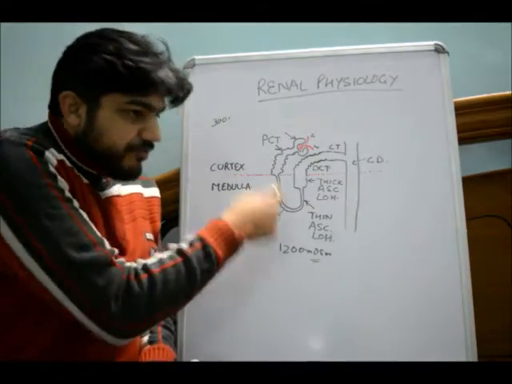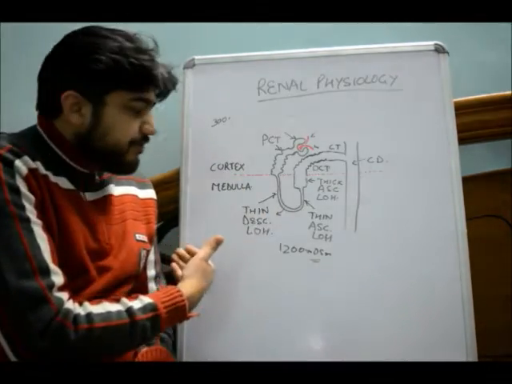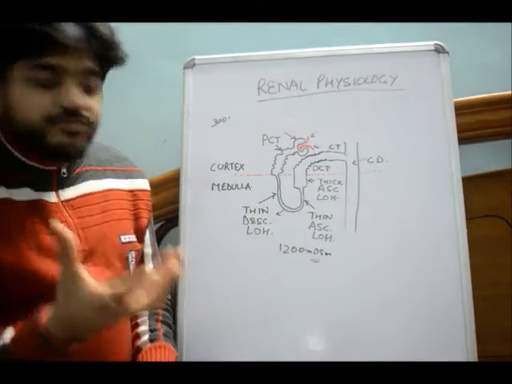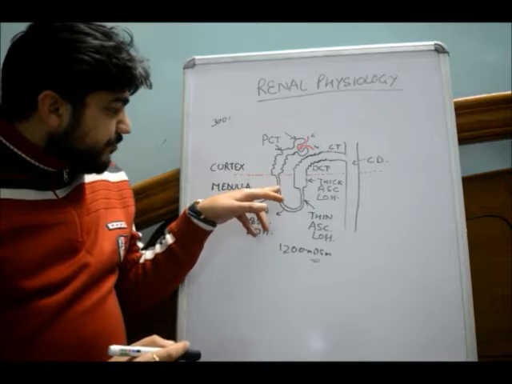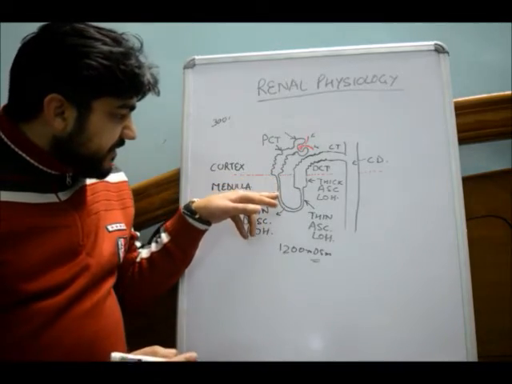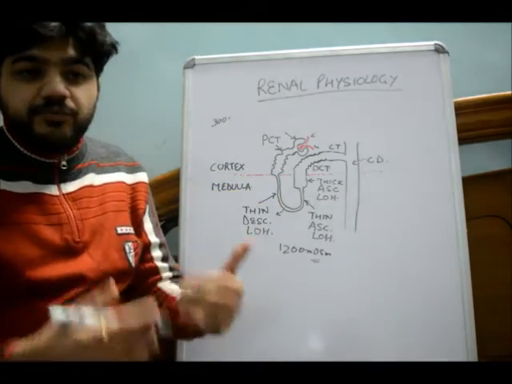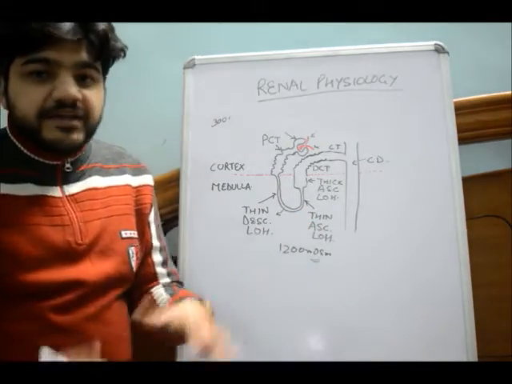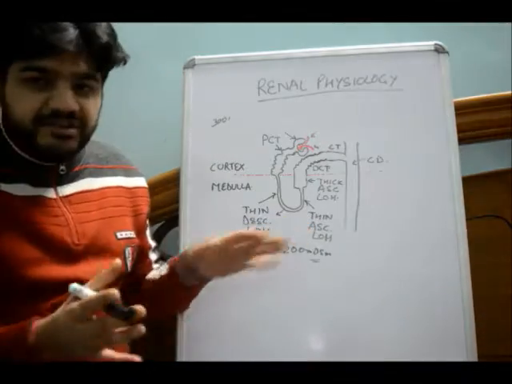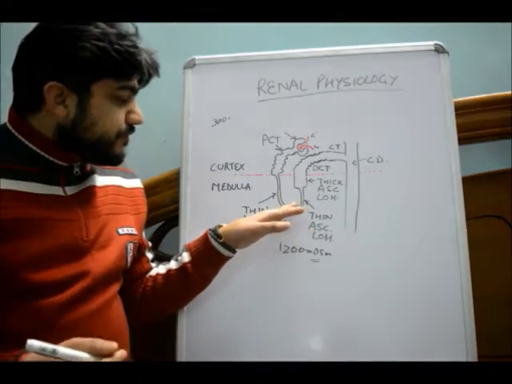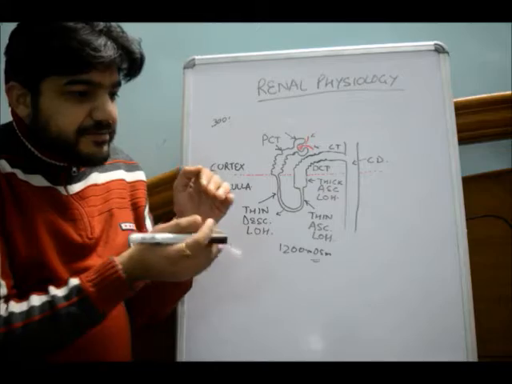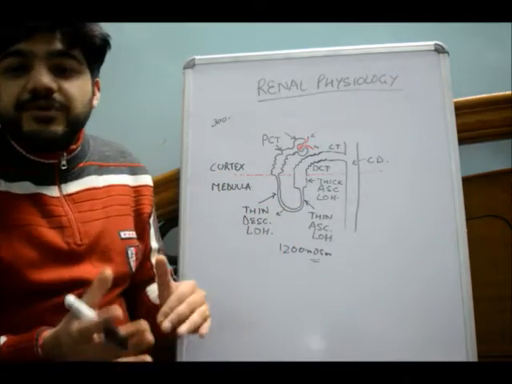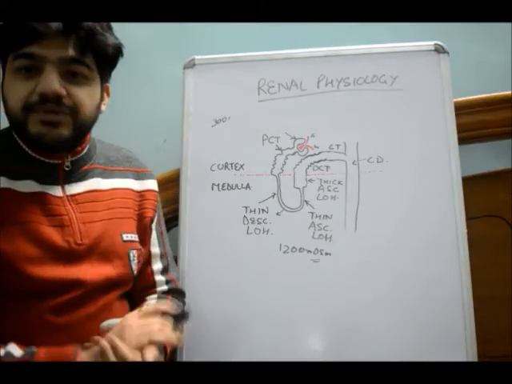So there is movement of water out, and when that happens, what will happen to the tubular fluid? The tubular fluid inside the loop of Henle, while descending, becomes more and more hyperosmolar, because the water has been removed and the electrolytes stay inside because there are no channels for their movement. So the osmolarity around this region is the same as that of the medullary interstitium, so they equilibrate.